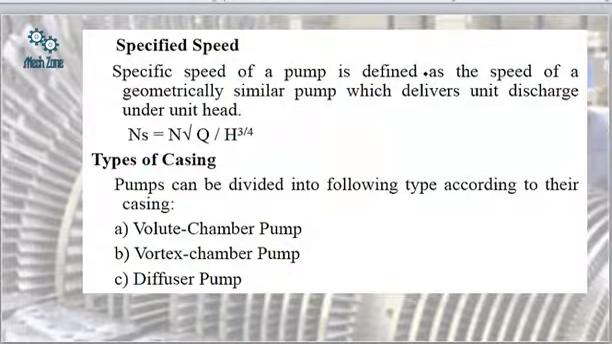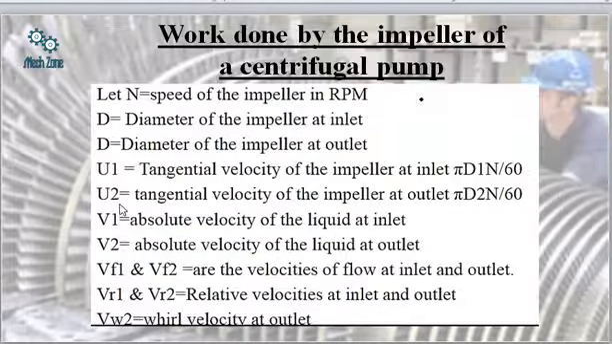and diffuser chamber pump. Now we come to the calculation of work done by the impeller of a centrifugal pump. Capital N is the speed of the impeller in RPM, that is rotations per minute. Capital D is the diameter of the impeller at inlet, and capital D is also the diameter of the impeller at the outlet. U1 is the tangential velocity at the inlet, pi D1. Actually this should be D1 and this should be D2. Please make a correction. This is D1 and this is D2.